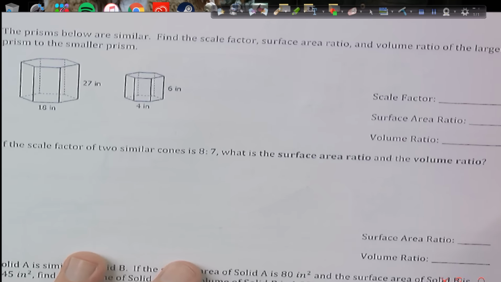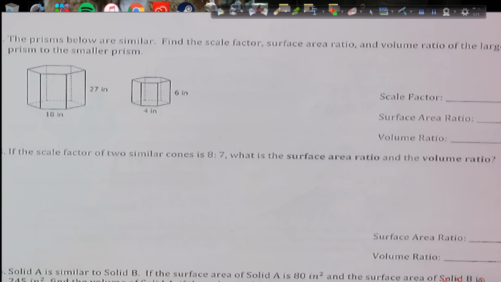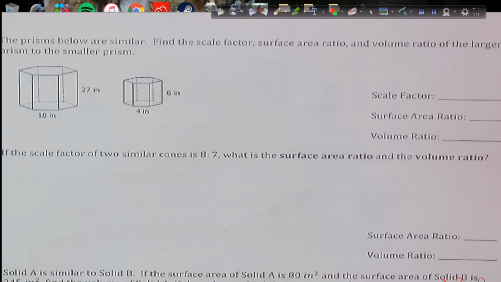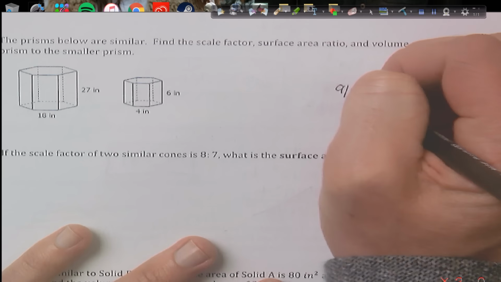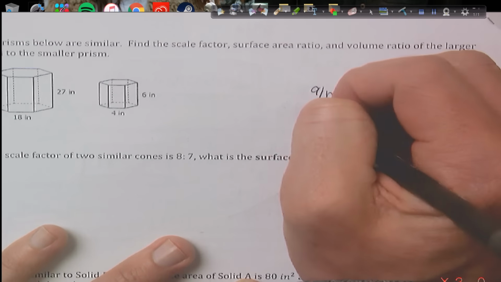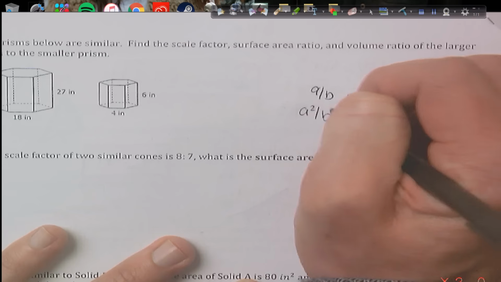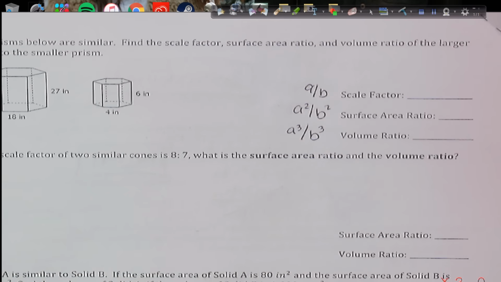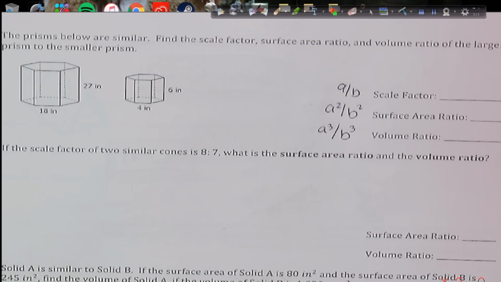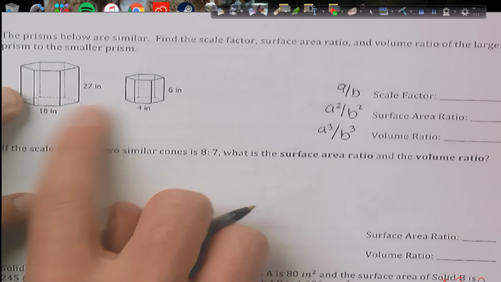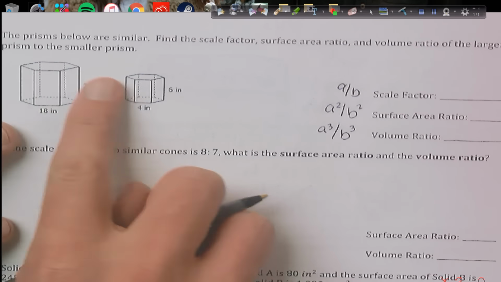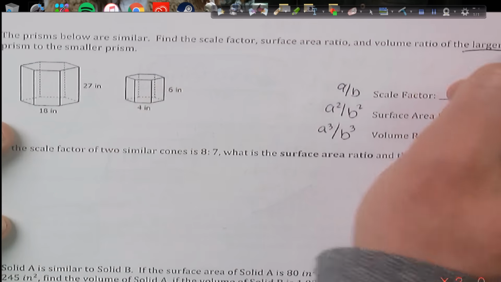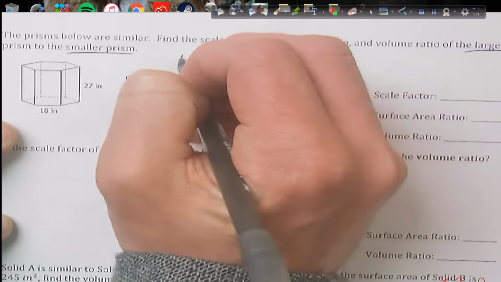All right, the prisms below are similar. Find the scale factor, surface area, and volume ratio of the larger. Well, remember scale factor is A to B. Surface area is A squared to B squared. And volume is A cubed to B cubed. So I really just got to find what is my scale factor first. And you can pick how you want to do this. It didn't say, let's say ratio of the larger to the smaller. So we want large to small.